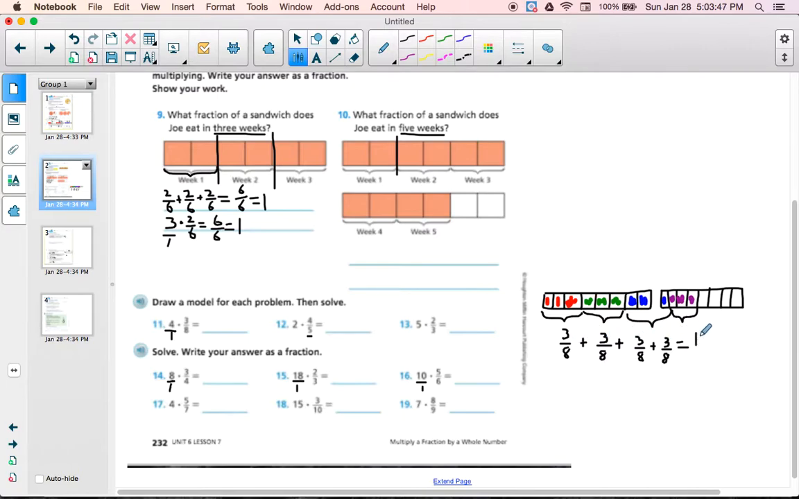3 times 4 is 12/8. 4 times 3/8 gives me 12/8. 1, 2, 3, 4, 5, 6, 7, 8, 9, 10, 11, 12. 4 times 3 eighths is 12 eighths. Okay?